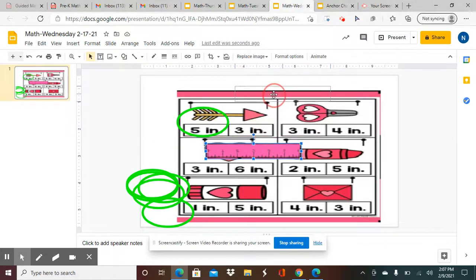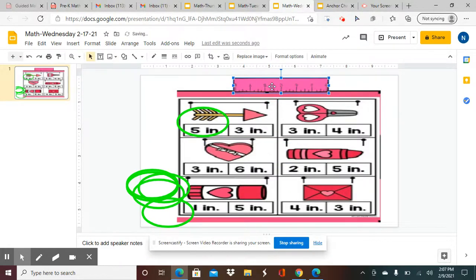Okay, so be very careful when you're moving that ruler around. Place it where it needs to be placed. Make sure you're not pulling on it, or don't resize the ruler. Okay.